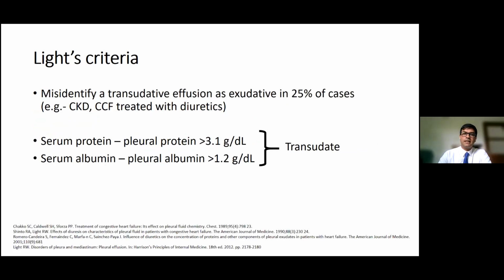However, Light's criteria can misidentify a transudative effusion as exudate in 25% of cases, especially in patients with chronic kidney disease and congestive cardiac failure who were treated with diuretics. In such scenarios, you have to use the serum protein to pleural protein gradient of more than 3.1 grams per deciliter, or serum albumin to pleural albumin gradient of more than 1.2 gram per deciliter, which supports a diagnosis of transudate.